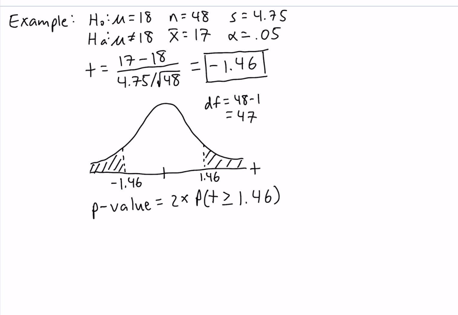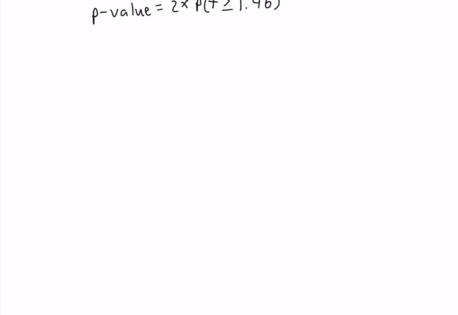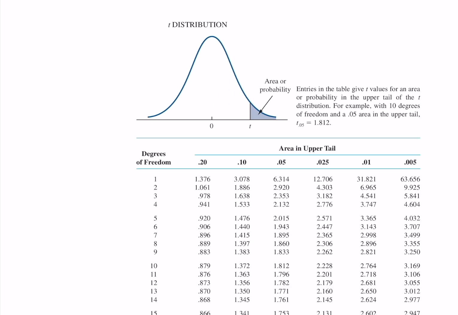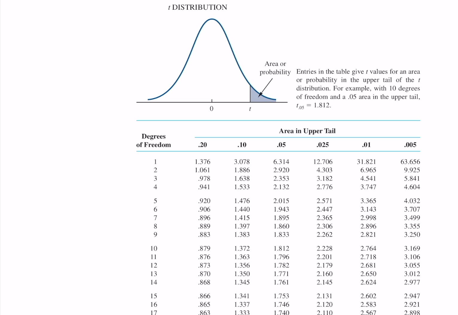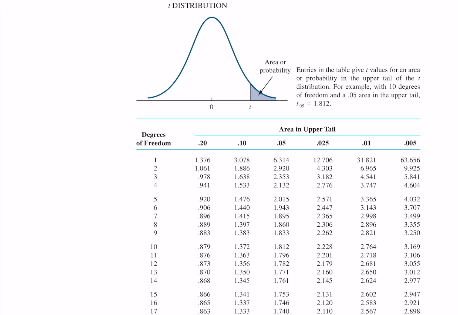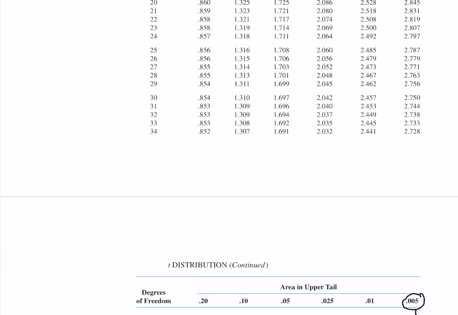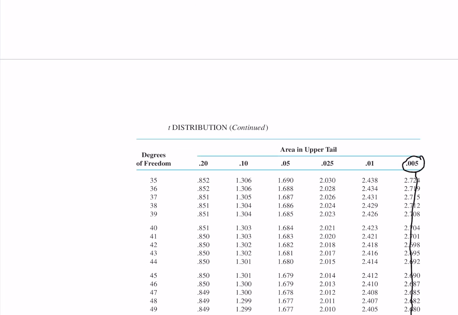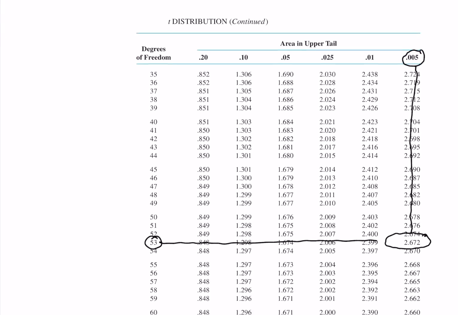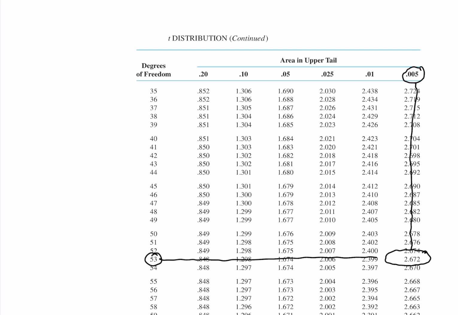So let's take a look at our t-table. We want to look for 1.46 and 47 degrees of freedom. So this is the first page of our t-table. It starts from a degrees of freedom of 1 and goes up to 34. So we're going to be on the next page. 47 degrees of freedom is here.